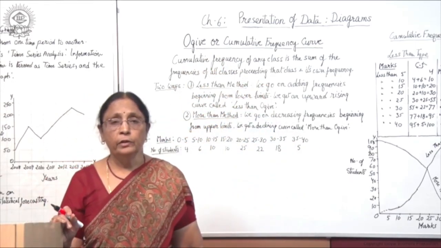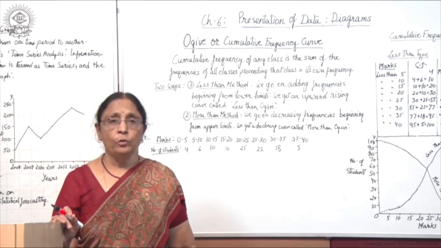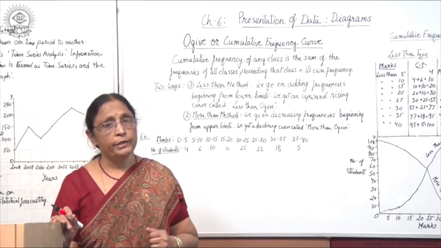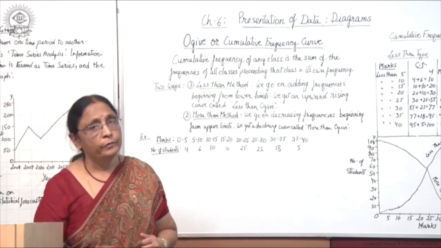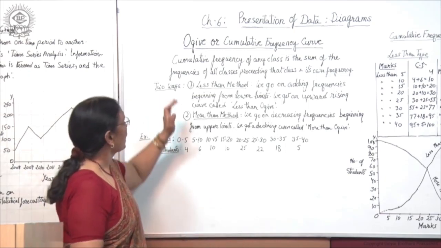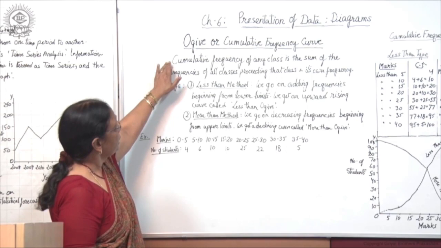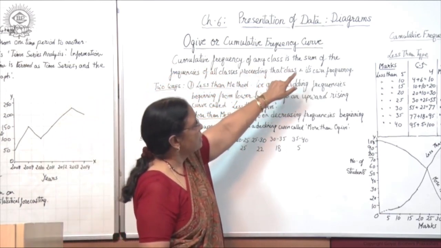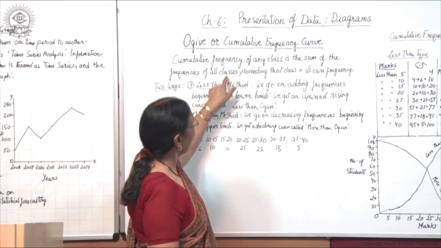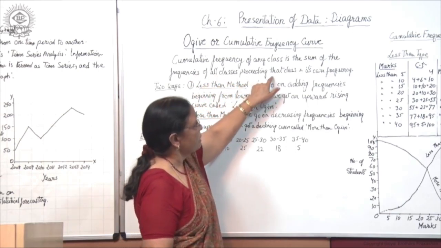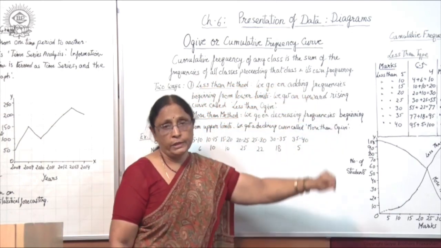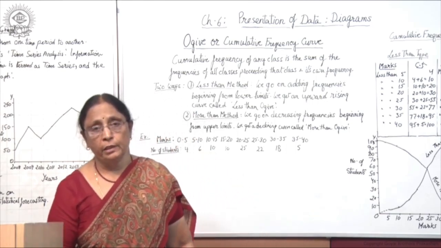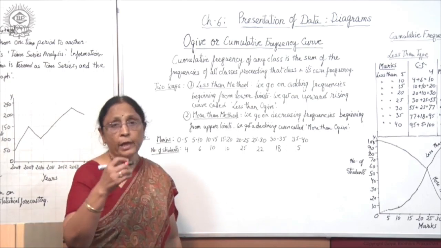This curve, ogive, is made on the basis of added up frequency. That is why it is known as the cumulative frequency curve. Now the meaning says that the cumulative frequency of any class is the sum of the frequencies of all classes preceding that class and its own frequency. This is the meaning of cumulative frequency. That means added up frequency.